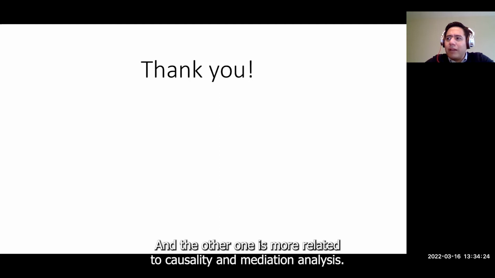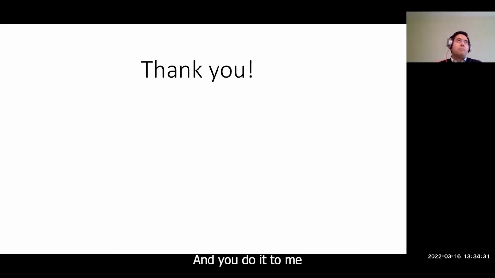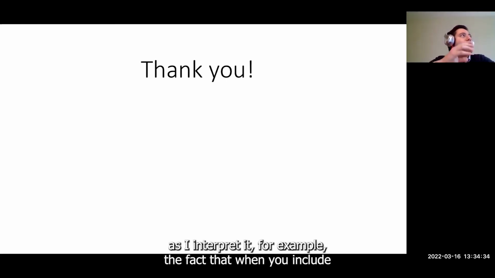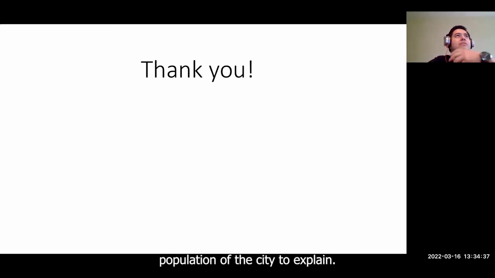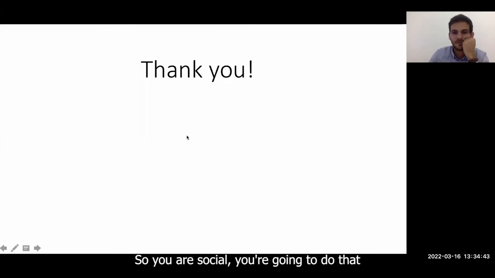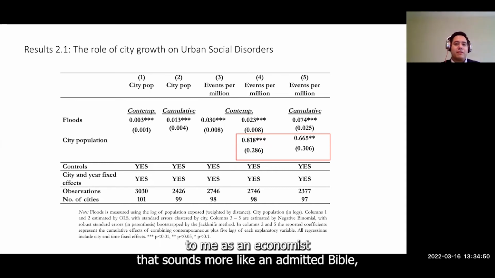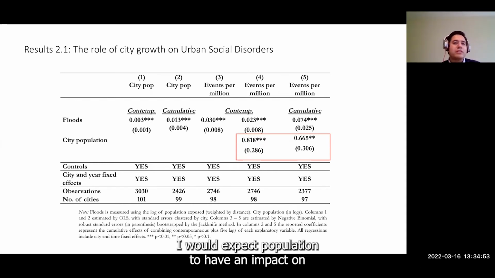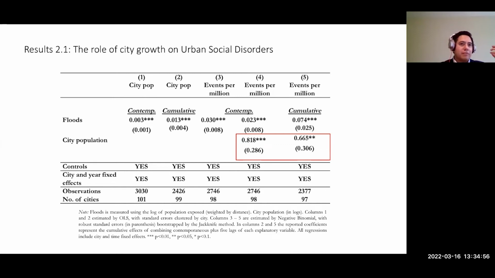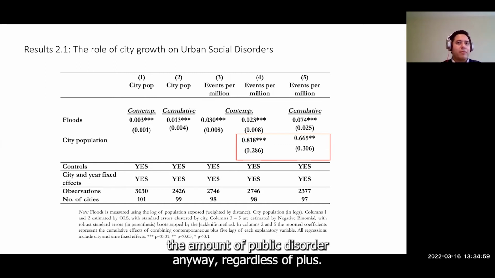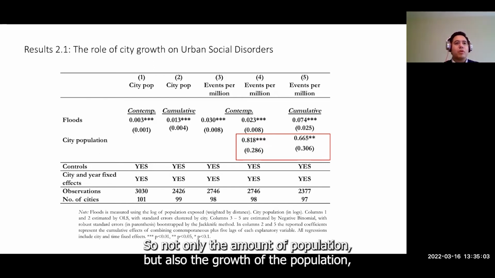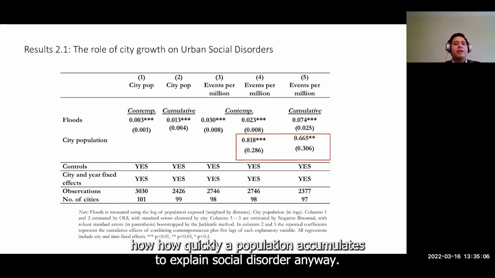And the other one is more related to causality and this mediation analysis that you do. To me, as I interpret it, when you include the population in the city to explain social disorder, to me, as an economist, that sounds more like an omitted variable. I would expect population to have an impact on the amount of public disorder anyway, regardless of floods. So not only the amount of population, but also the growth of this population, how quickly a population accumulates, to explain social disorder anyway.